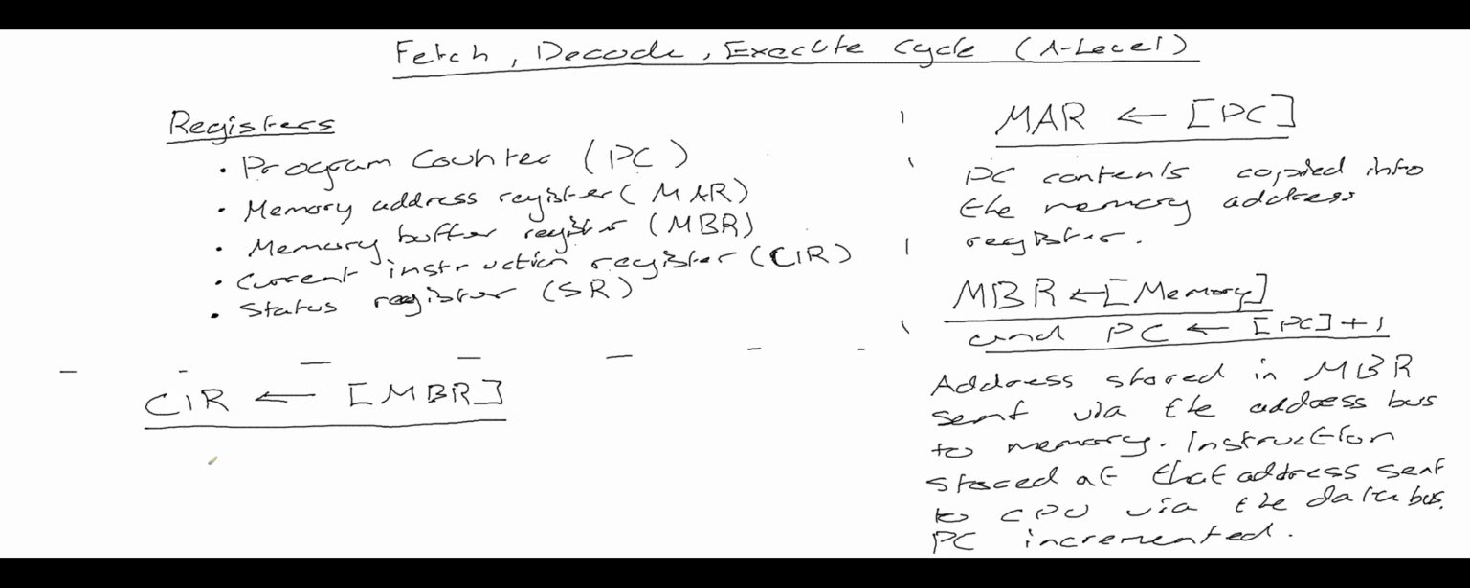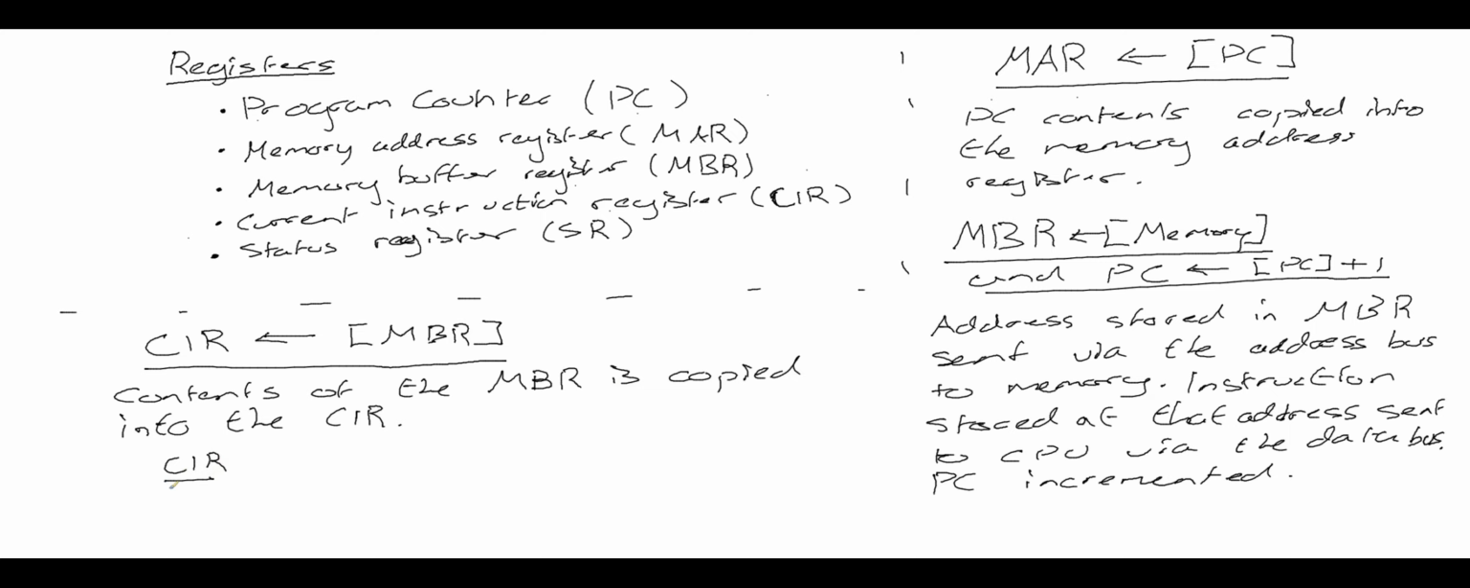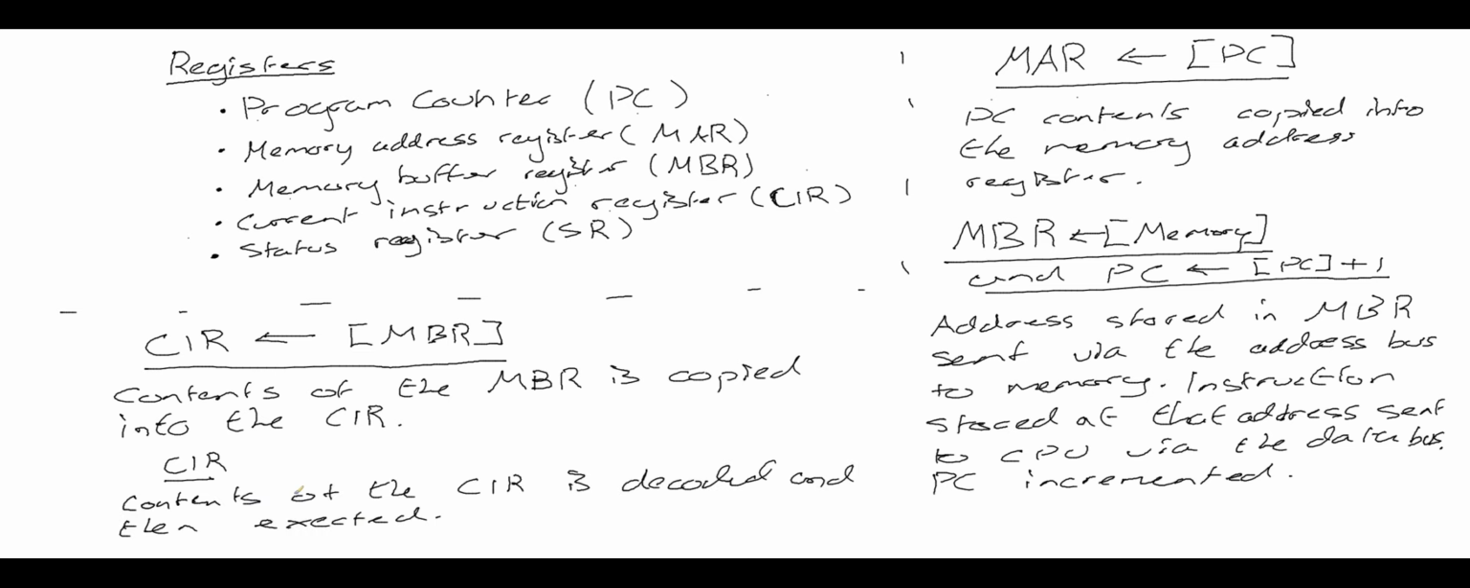So the next part of the Fetch-Decode-Execute cycle is that the contents of the memory buffer register is copied into the current instruction register. Then what happens in the current instruction register is that the contents of the current instruction register is decoded and then executed. Okay, so we've covered the role of the program counter, the memory address register, the memory buffer register, and the current instruction register. But what about the status register that we've got down here?